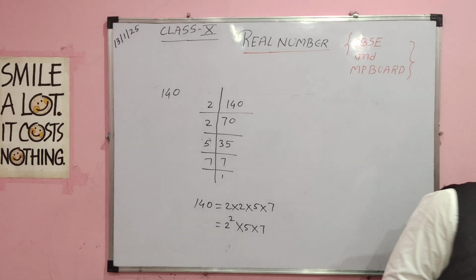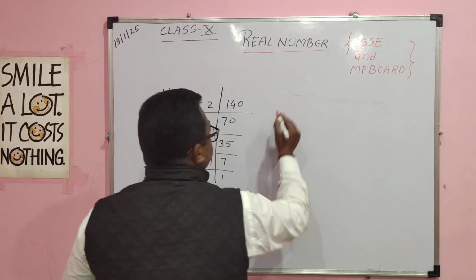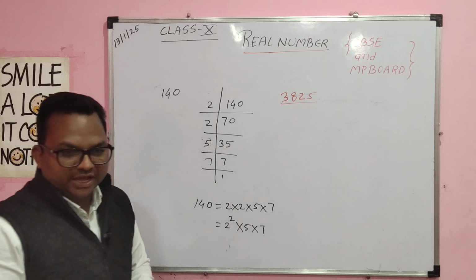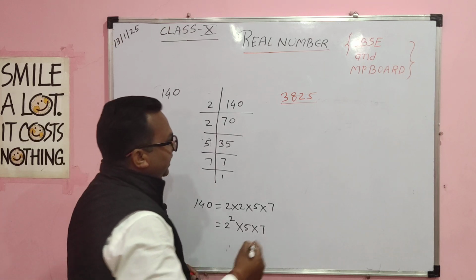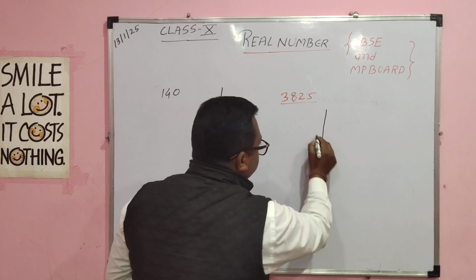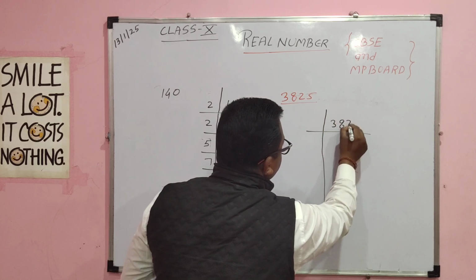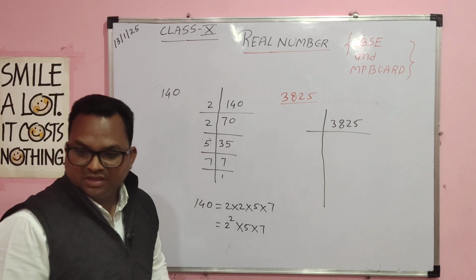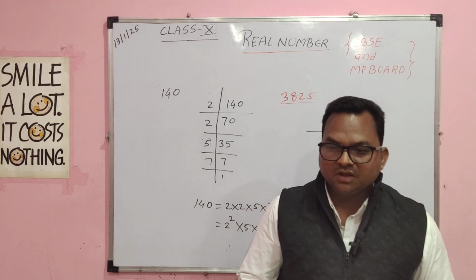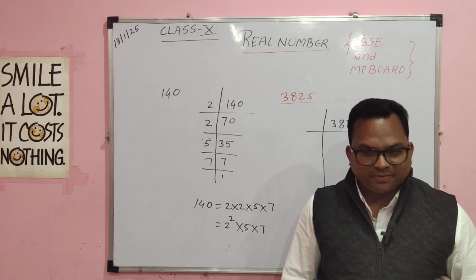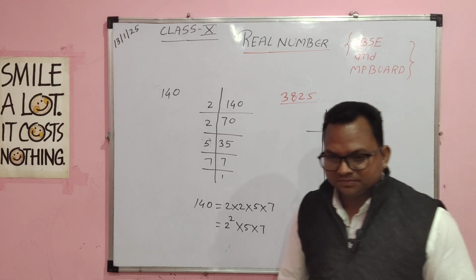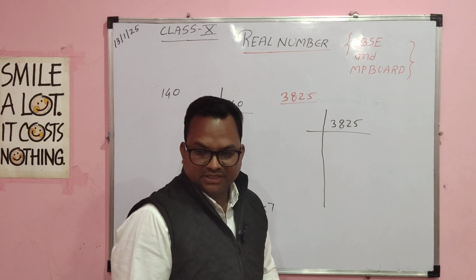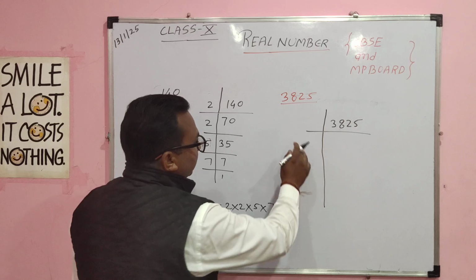like 3825. Okay, 3825. So how to solve? Similar method. 3825. So the last number is 5. Is 5 an odd number or even number? Odd number. Clear na? A number that is not divisible by 2 is an odd number, like 1, 3, 5, 7, and a number that is divisible by 2 is called an even number. Understand na? Okay. So what will it be divided by?